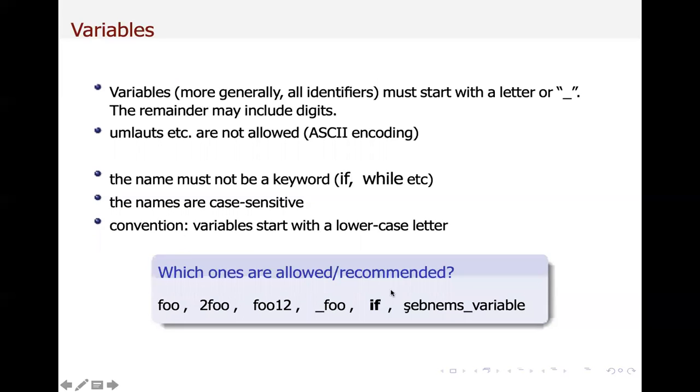So which ones are allowed, recommended? Let's see. Foo is allowed. 2tofu is not allowed because it starts with a number. Foo12 is okay. Underscore foo is okay. If is not okay because it is a built-in Python name. Shebnem's variable is also not okay because it starts with sh. Okay, guys, I'm gonna stop here.